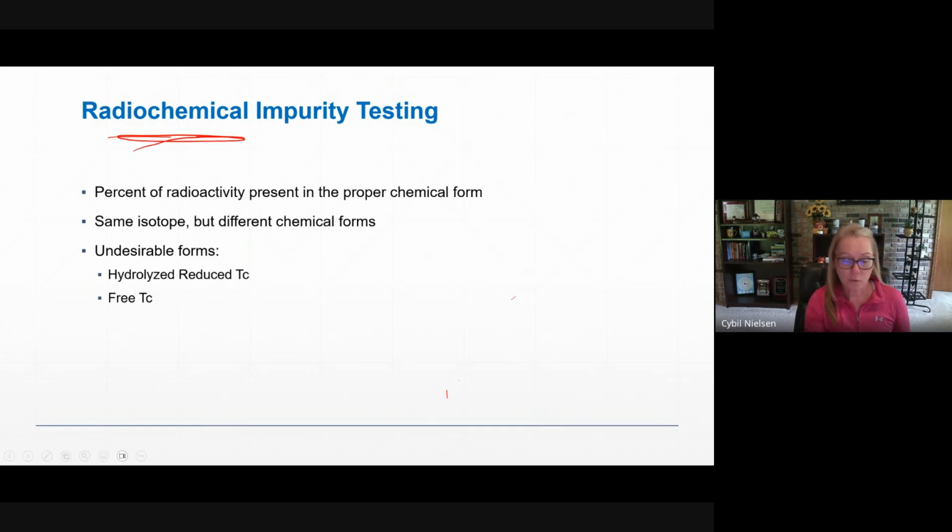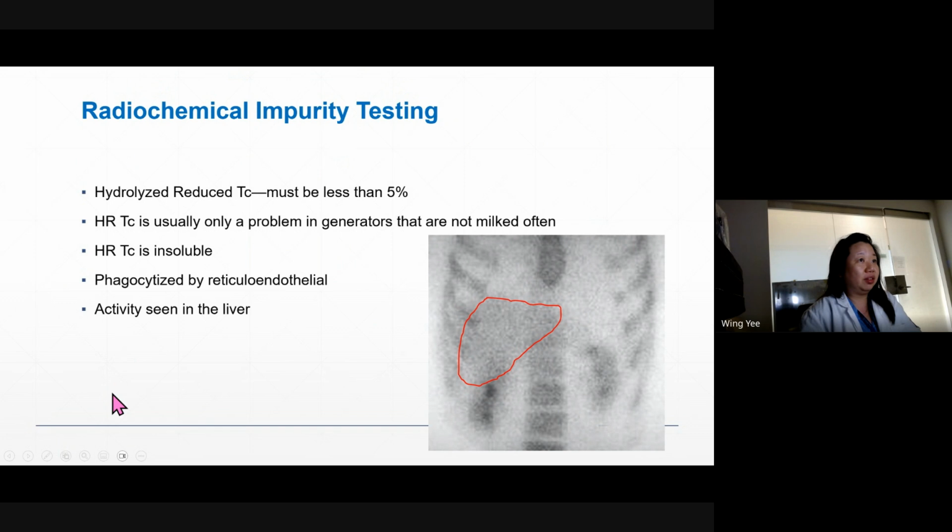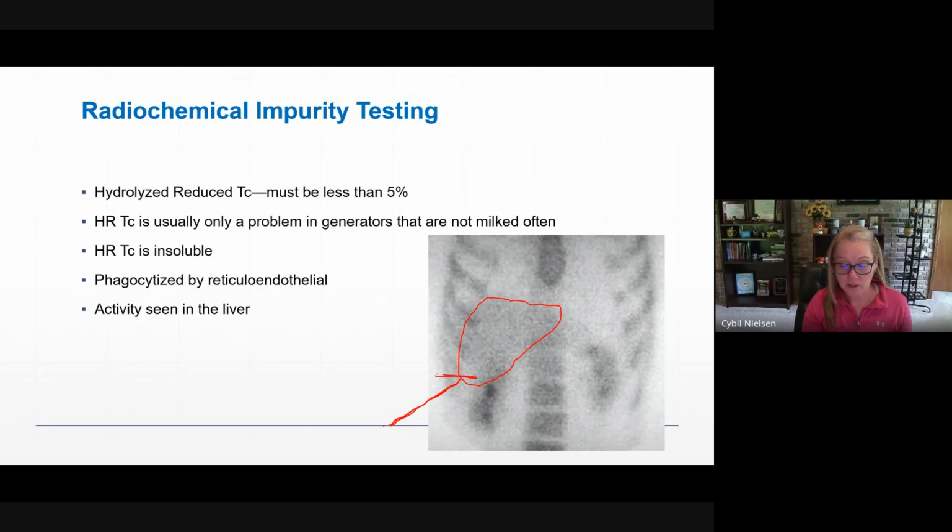So now this is where we're looking for hydrolyzed reduced tech or free tech. How come we don't like hydrolyzed reduced tech? Where does it go? It goes to the spleen, the liver, and bone marrow, like silver colloid. Yeah. So since most of the reticuloendothelial cells are in the liver, we're going to see liver. It'll be hard to see spleen because it's only like 10 or 15%. So liver is what we're going to get. It's because it's insoluble, so it becomes phagocytized, and we're going to see the liver.